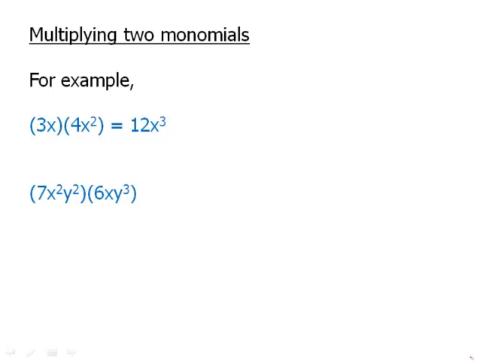Now if we have this one, first of all, we'll multiply the coefficients. 7 times 6 is 42. The x squared times x will be x cubed. Now the y squared times y cubed, we have 2 factors of y times 3 factors of y. That will give us 5 factors of y. We'll add the exponents of y, the 2 and the 3, and we'll get y to the 5th. And so the total product will be 42 x cubed y to the 5th.